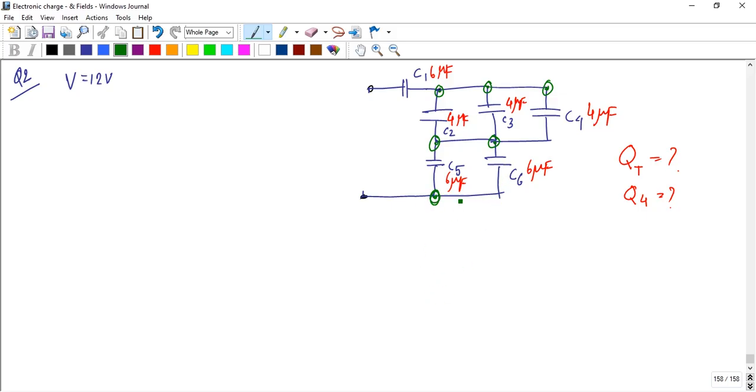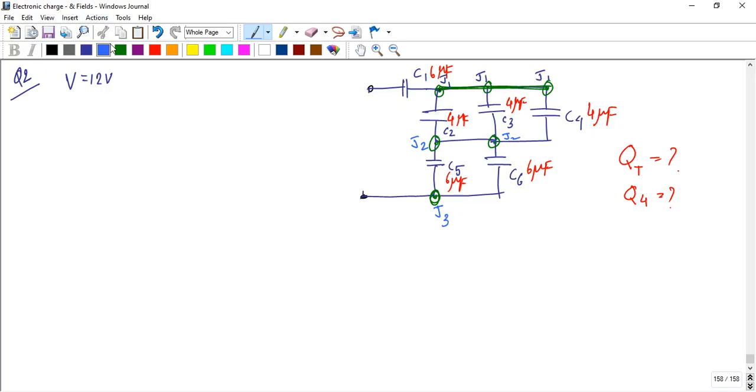Okay, so you see that C2, C3, C4 are all connected if these three junction points are the same point. Suppose J1, J1 and J1. And this point is J2, this point is J2 and this point is J3.